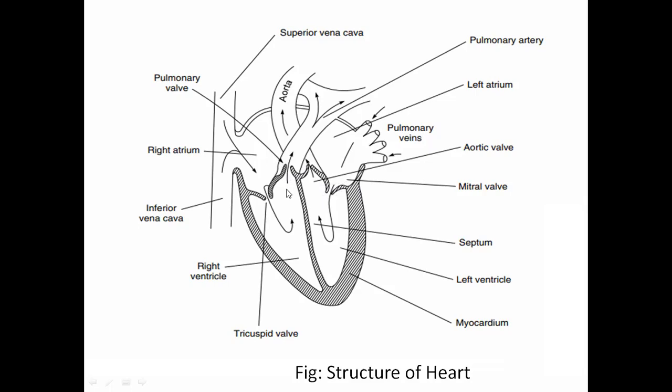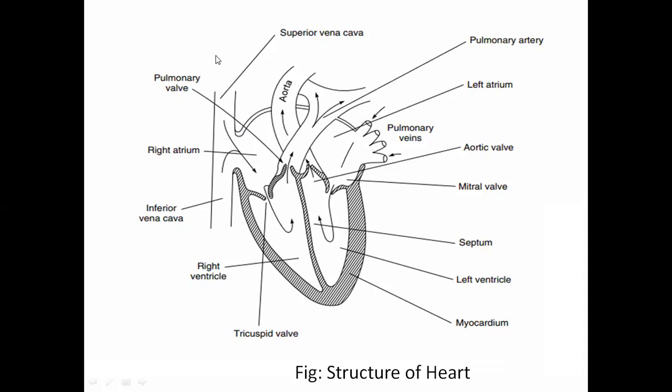So mitral I will see. So this is a tricuspid valve. This tricuspid valve will separate the right atrium and right ventricle, when the blood is coming from different parts of the body.